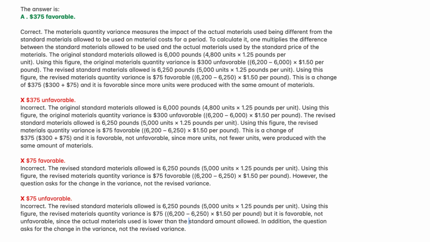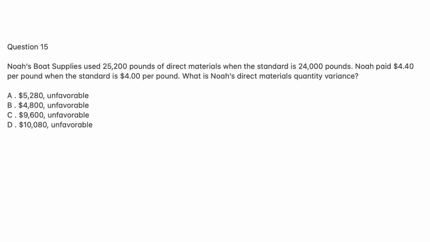This is a change of $375, $300 plus $75, and it is favorable since more units were produced with the same amount of materials. Question 15. Noah's boat supplies use 25,200 pounds of direct materials when the standard is 24,000 pounds. Noah paid $4.40 per pound when the standard is $4 per pound. What is Noah's direct materials quantity variance?